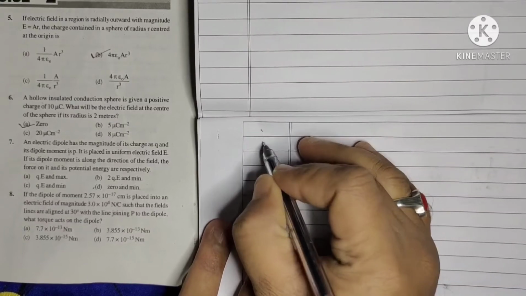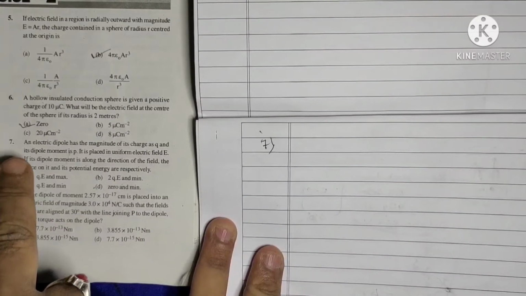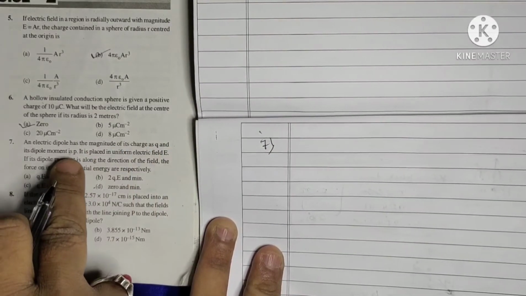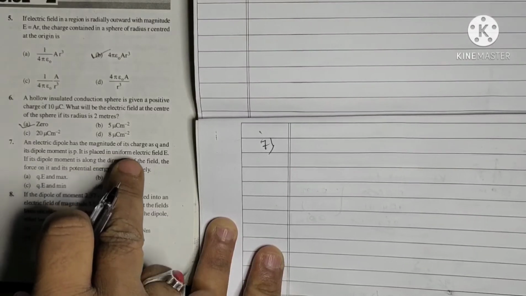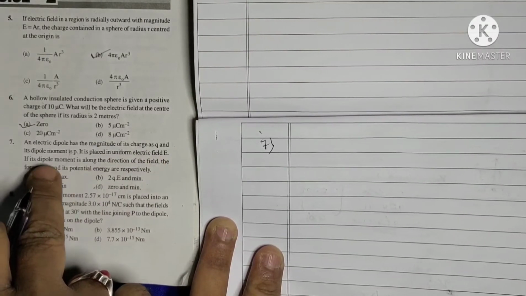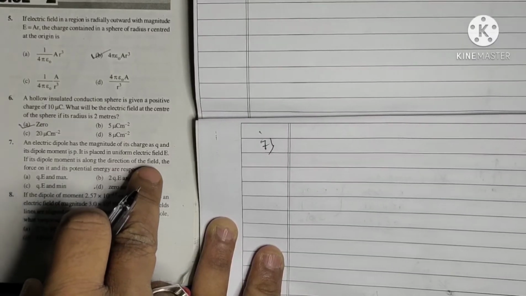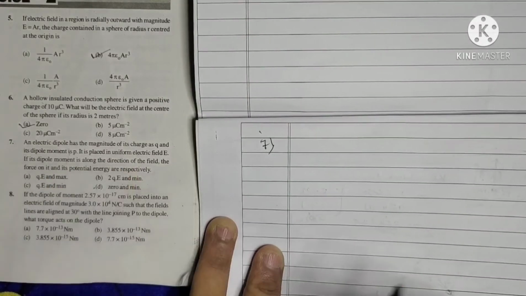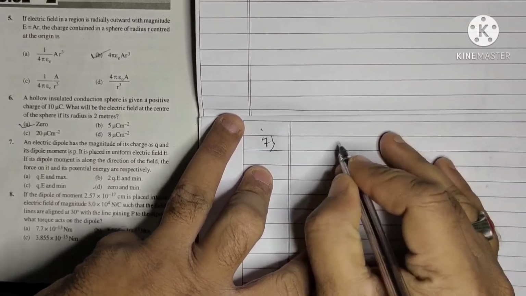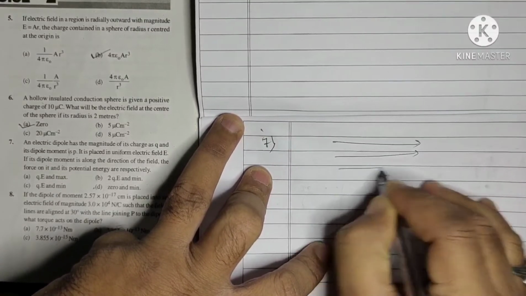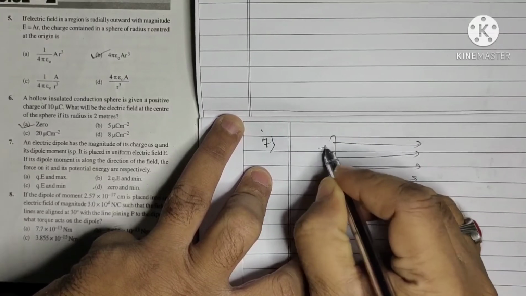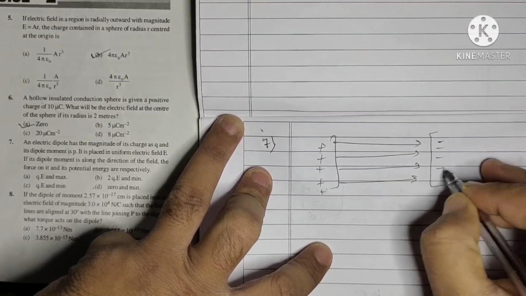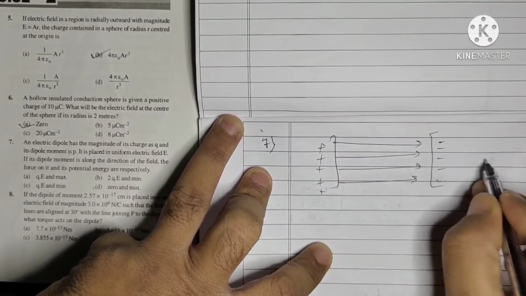Now question number 7. An electric dipole has a magnitude of its charge as Q and its dipole moment is P. It is placed in a uniform electric field E. If its dipole moment is along the direction of the electric field, the force on it and its potential energy are respectively. Suppose the electric field is in this direction. We know that the electric field starts from the positive charge and terminates towards the negative charge.